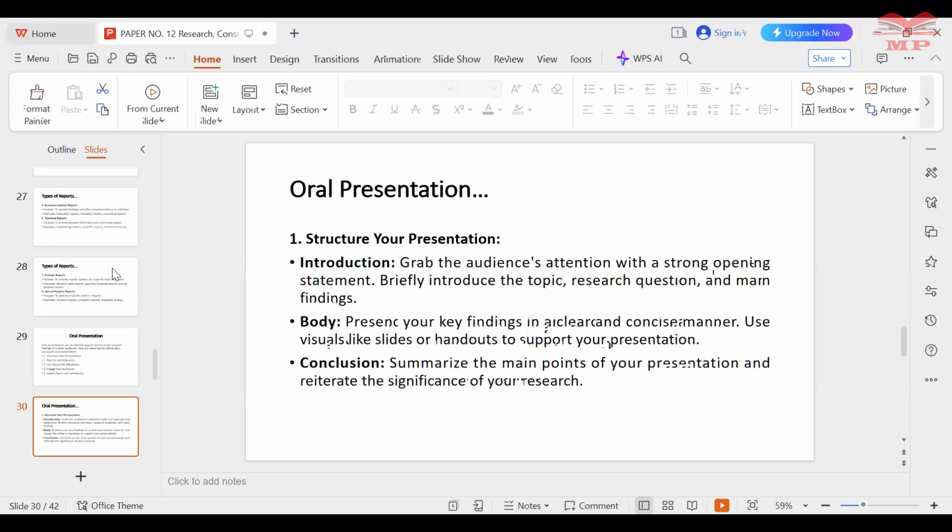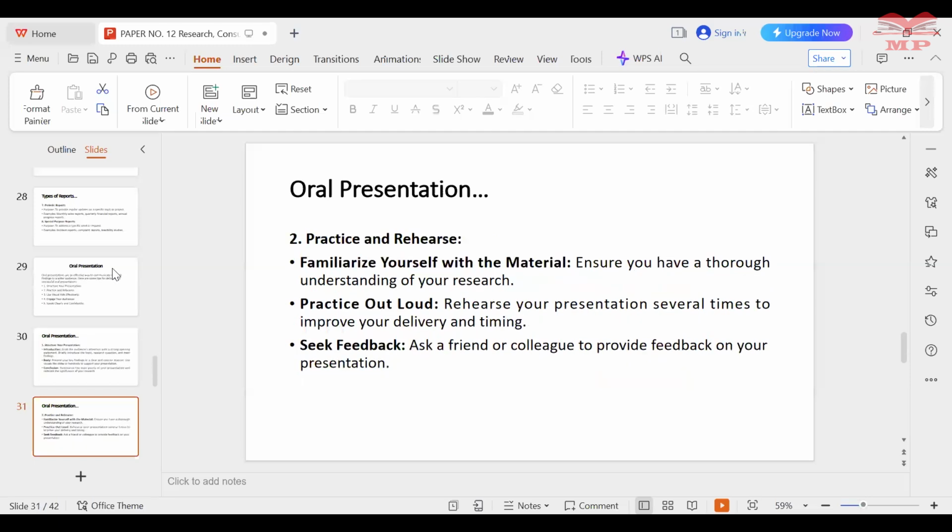So the first part of the oral presentation that is very critical is to structure your presentation. If you are making an oral presentation, make a strong introduction, provide the main findings in the body, and be able to point towards the conclusion and reiterate the significance of the research, if the presentation is about research findings, a scientific study, or a research that was conducted.